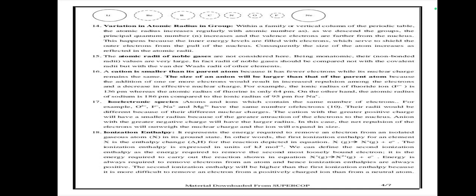We can define the second ionization enthalpy as the energy required to remove the second most loosely bound electron. It is the energy required to carry out the reaction shown in the equation: X+ then gives X2+ plus an electron. Energy is always required to remove electrons from an atom, and hence ionization enthalpies are always positive.